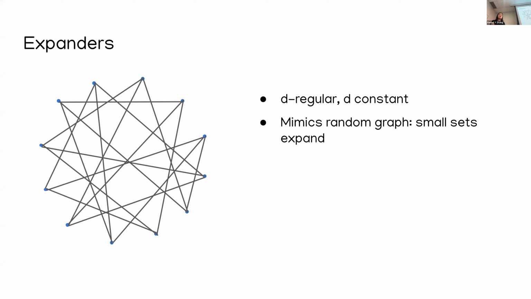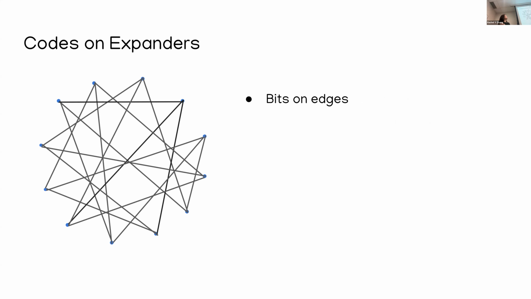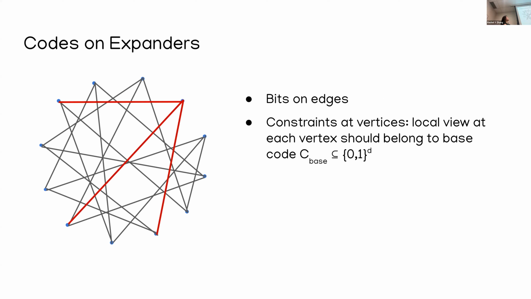Okay, so how do you define a code on these things? We're going to put bits on the edges, so if there are n edges, there should be n bits. And for every vertex, there's a constraint imposed on the surrounding edges. In particular, at every vertex, the bits on the edges surrounding it should belong to some base code called C base.